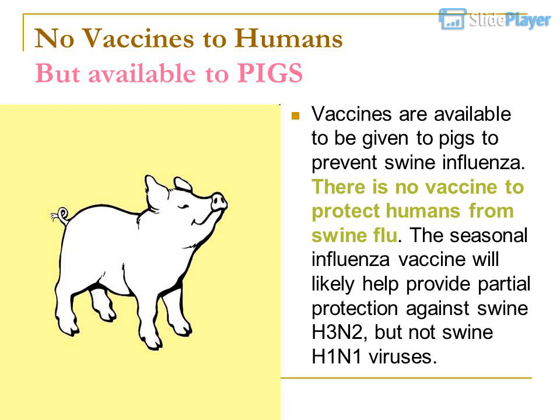No vaccines to humans but available to pigs. Vaccines are available to be given to pigs to prevent swine influenza. There is no vaccine to protect humans from swine flu. The seasonal influenza vaccine will likely help provide partial protection against swine H3N2, but not swine H1N1 viruses.